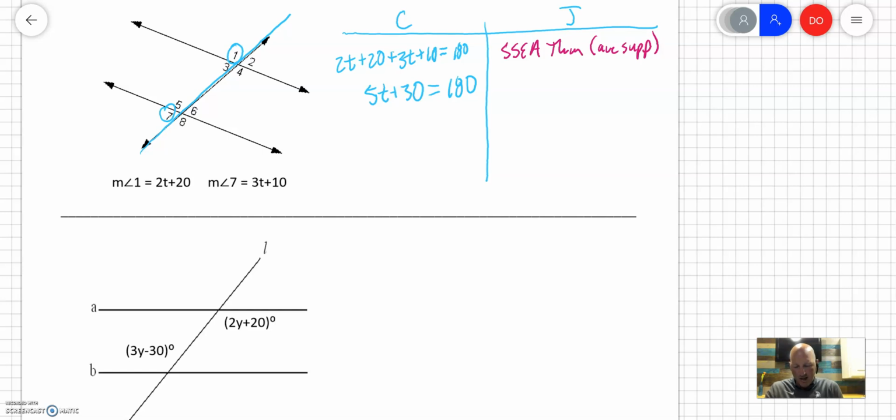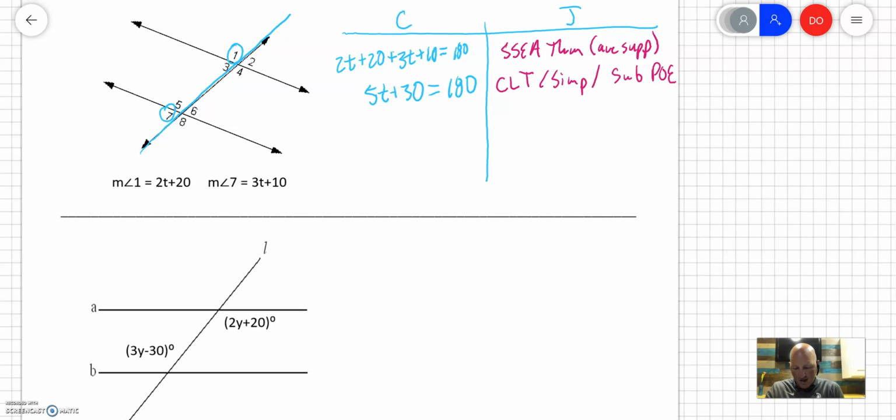And if you recall, there's lots of ways to justify that. We could write combine like terms. We could also say simplify. Or you could also say substitution property of equality, because I substituted in 5t for 2t plus 3t. Or I substituted in 30 for 20 plus 10.